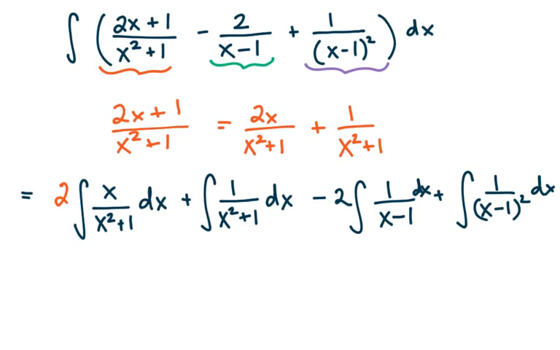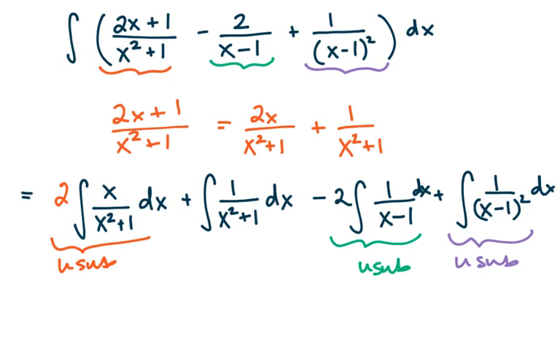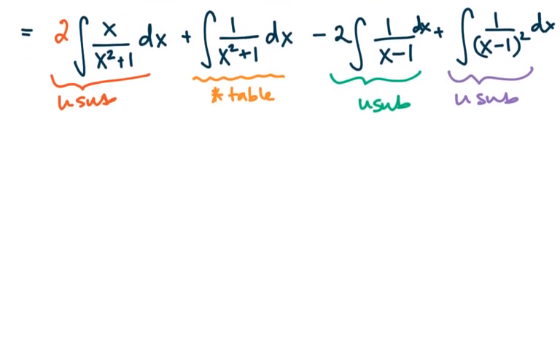The first, third, and fourth ones are very easy to solve using a u substitution. The second one here is from our table of integrals. So we have a formula we can use to give us that answer. So my first piece, I would say let u equal x squared plus 1, du equals 2x dx.